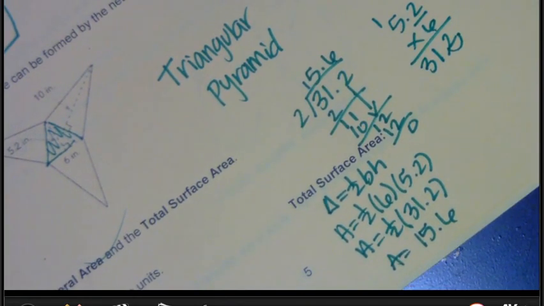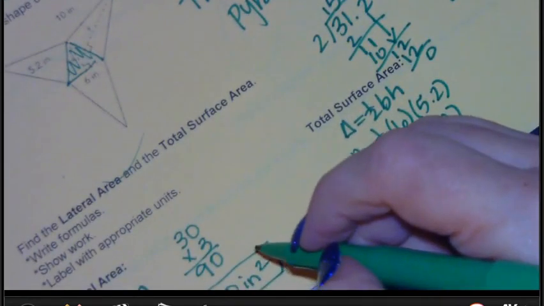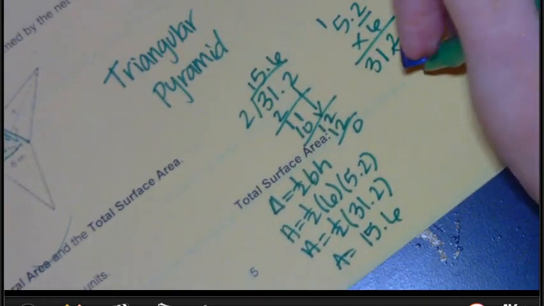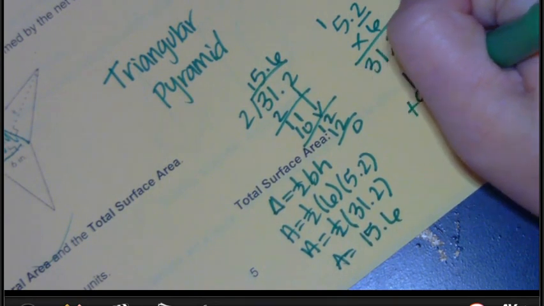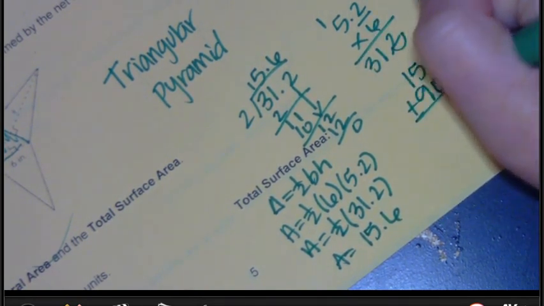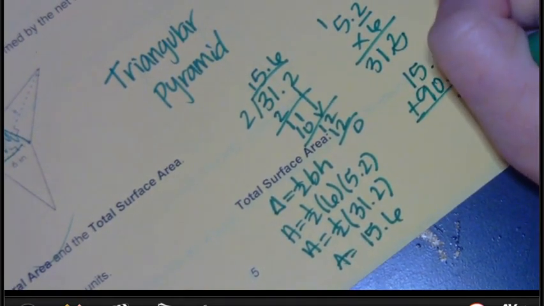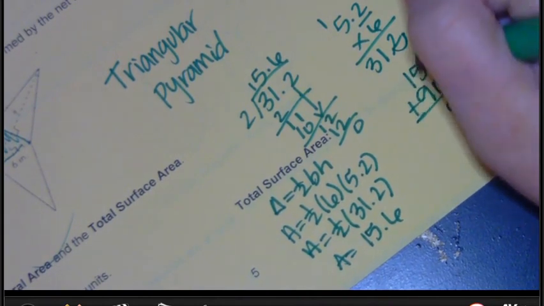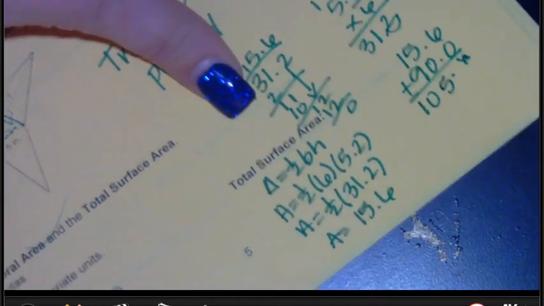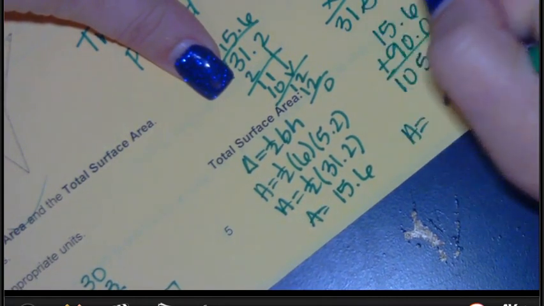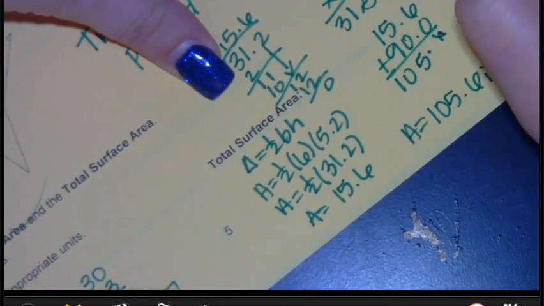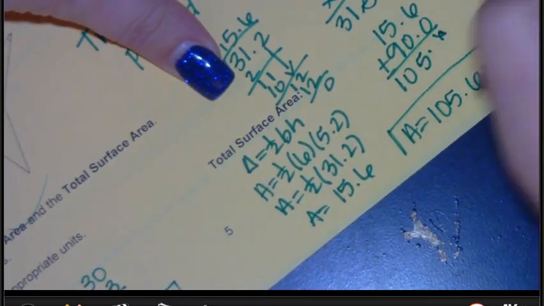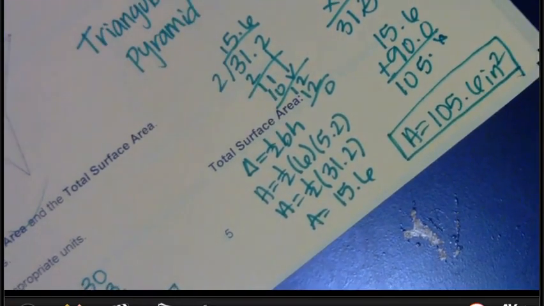Now, to find the total surface area, it is the lateral added onto the base. So I'm going to have 15.6 plus 90.0. Bring down the decimal. 6 plus 0 is 6. 5 plus 0 is 5. 9 plus 1 is 10. So I'm going to have a grand total area of 105.6 inches squared.